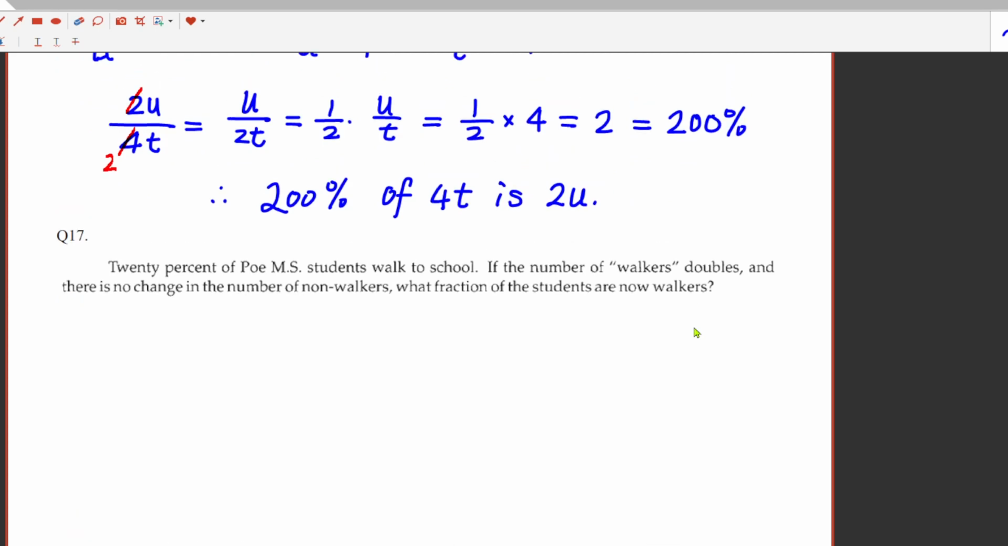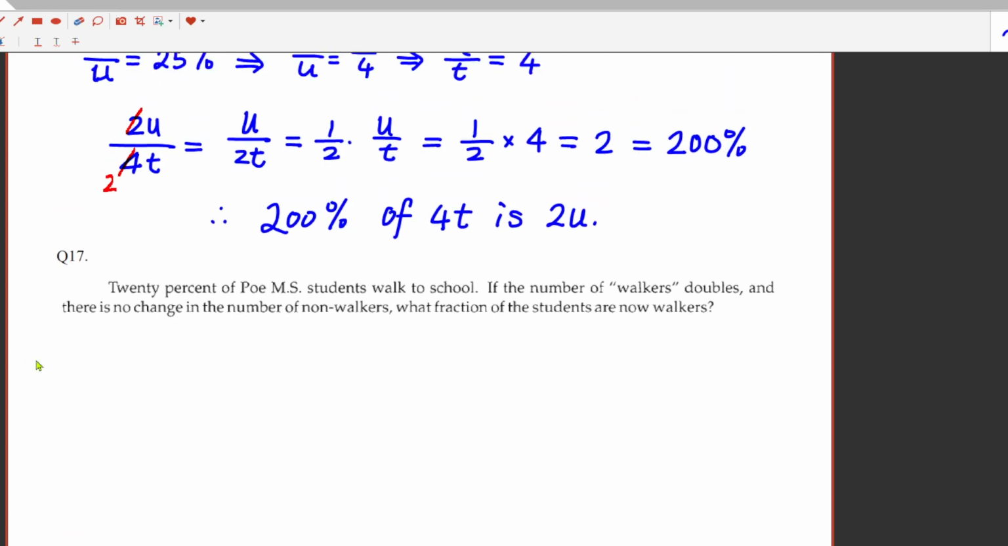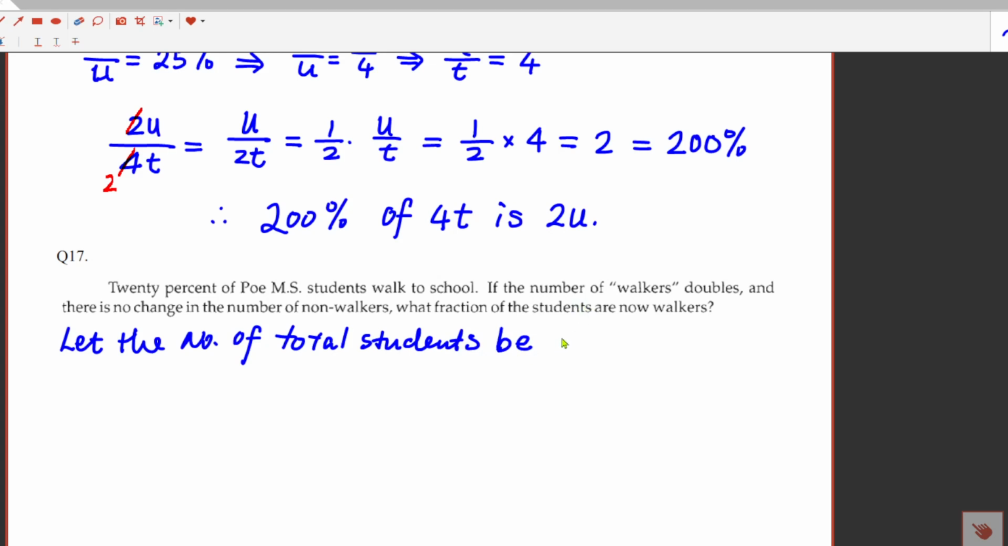Okay, now let's have a look at question number 17. 20% of the middle school students walk to school. If the number of walkers doubles and there's no change in the number of non-walkers, what fraction of the students are now walkers? Okay, well, in order to facilitate our discussion, we could let the number of total students be S.